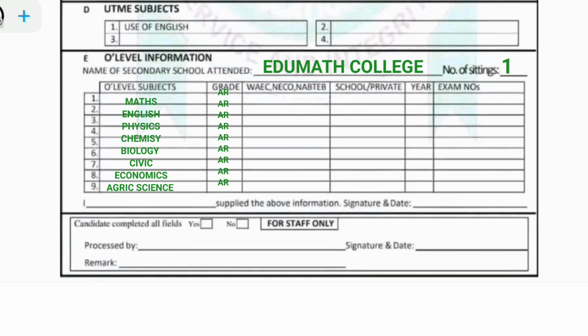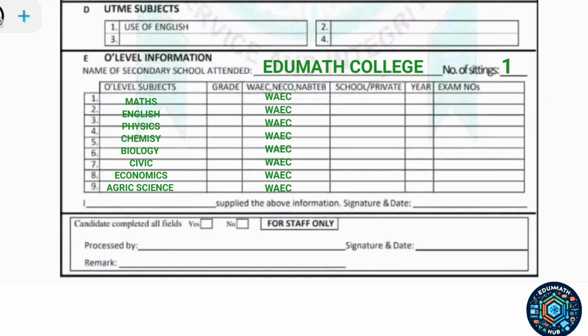Okay. Now for the O-level subjects, even if you have not written WAEC, write the 9 subjects that you want to write in your WAEC. If you're writing WAEC or NECO, write your 9 subjects there. The next part is WAEC, NECO, or NABTEB. So if you know that you're going to use WAEC, you just write WAEC. If you're using NECO, just write NECO, and so on like that.